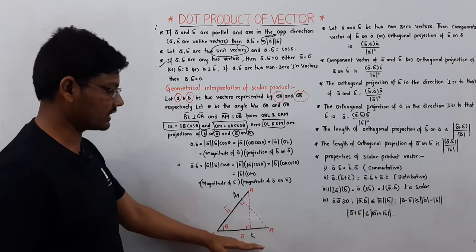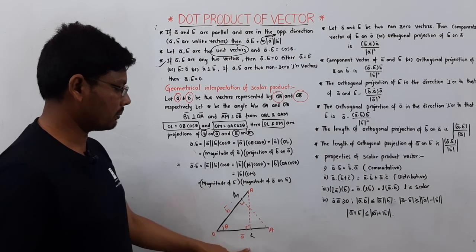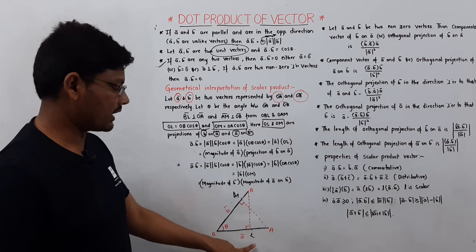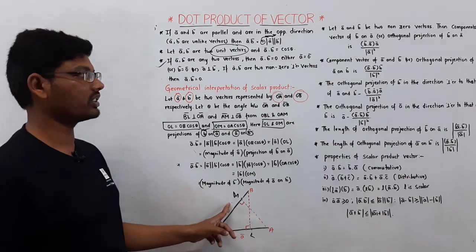Here we have two vectors. This is one vector and this is one vector. This B bar is the projection of A bar, and A bar is the projection of B bar. The projection points L and M are the projection points here.